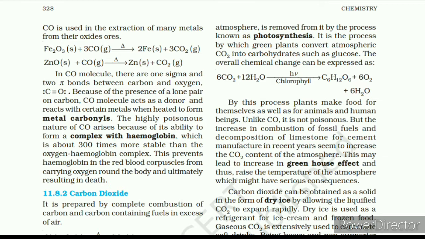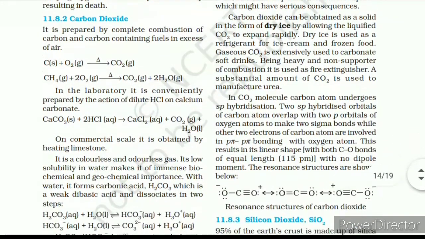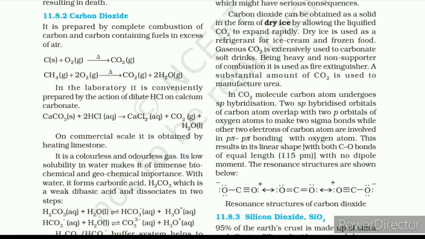Its low solubility in water makes it of immense biochemical and geochemical importance. With water, it forms carbonic acid, H2CO3, which is a weak dibasic acid and dissociates in 2 steps. The H2CO3/bicarbonate ion buffer system helps us to maintain the pH of blood between 7.26 and 7.42. Being acidic in nature, it combines with alkalis to form metal carbonates.